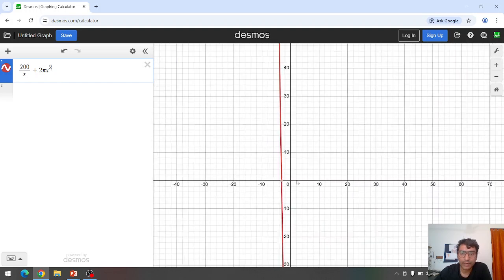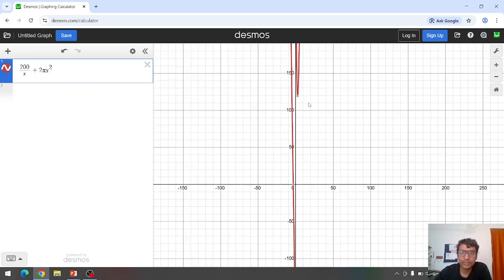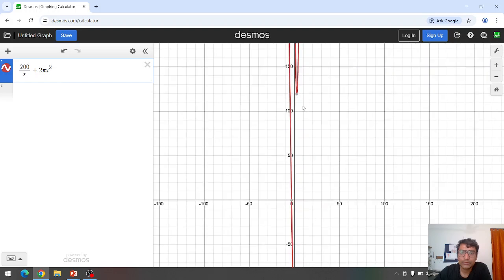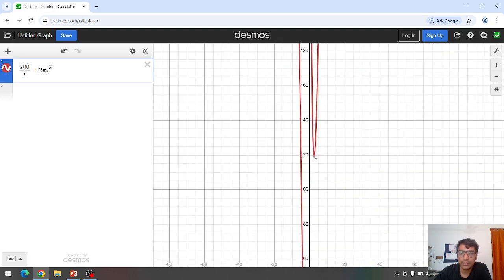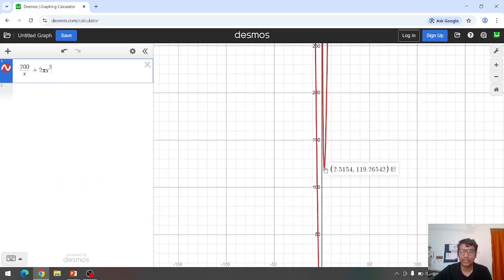Now on this graph, zoom out. And yes, you can find a point where we are getting the minima. Yes, here. This is the point. What is that point? 2.5154. That's the value of radius, right? And minimum surface area is going to be 119.26 something. For this question, they are not asking for the minimum surface area, but if they ask for it, this is the value. So using the graphical approach also, we are getting the same result. Simply draw the graph, trace the graph and look for the local minima.